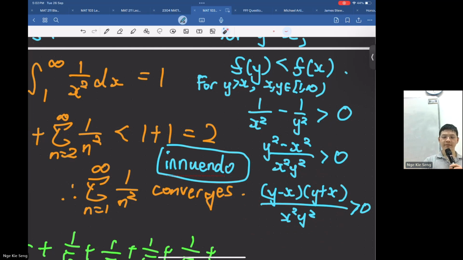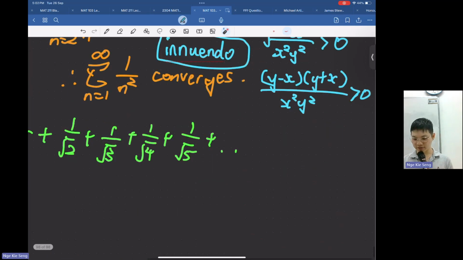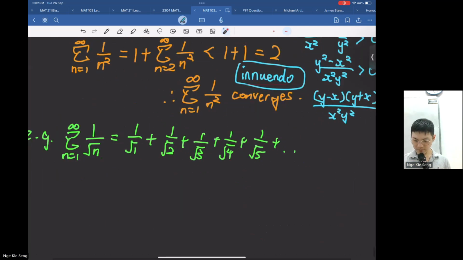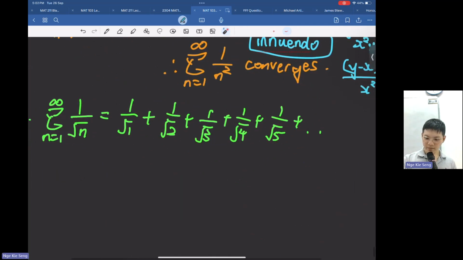Okay, yeah. So in the proper argument, you should show me f is continuous, f is decreasing, f is positive. Then you can use the integral test. Yeah. So sometimes in the lecture, I don't want to say, but yeah, you need to show this. Okay. Next.